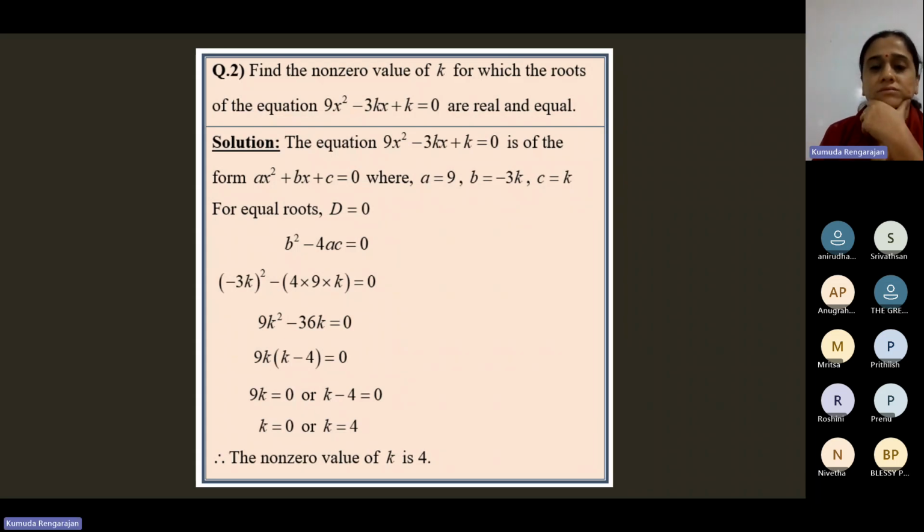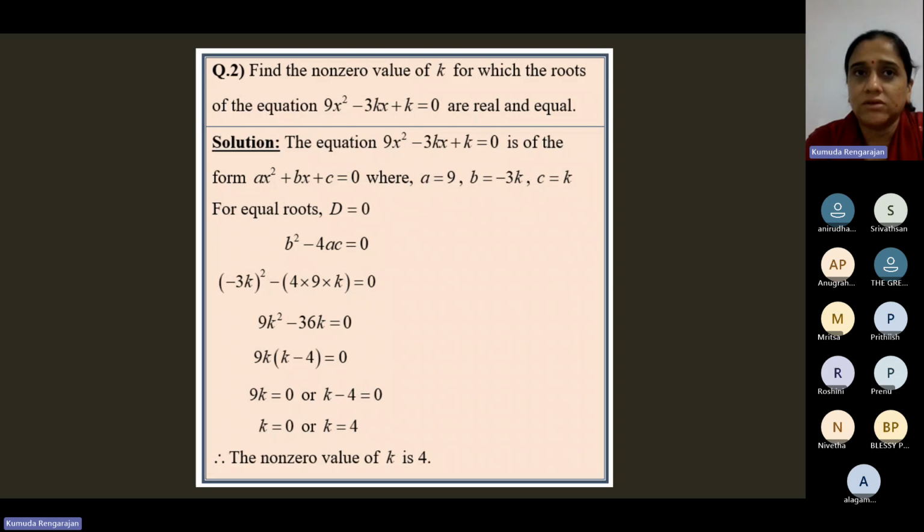Completed, online children? Yes, ma'am. So this equation has equal roots. Equal roots, meaning the condition is the discriminant is equal to 0. B square minus 4AC is equal to 0. What is A? The coefficient of x square. B, the coefficient of x. C, constant.